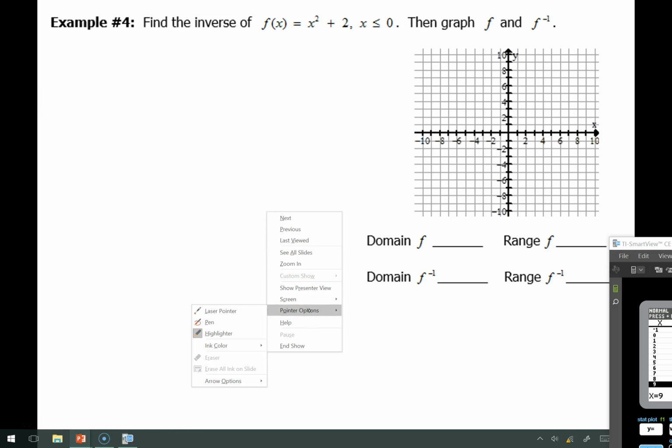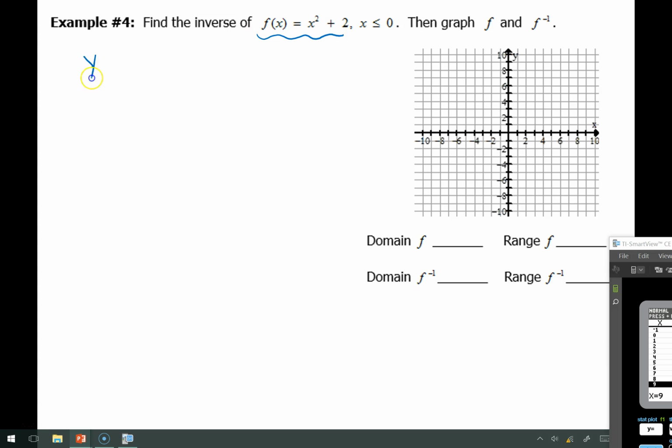Okay, let's look at this example where it says find the inverse of f of x, knowing that x is less than or equal to 0, and then graph both f and f inverse, the inverse function. So if we want to find the inverse using algebra, we are first going to write this equation and flip the x's and y's. I'm going to write this exactly as it is, just with a y instead of f of x. This is my original function, the one that I'm graphing. So let's go ahead and graph this.